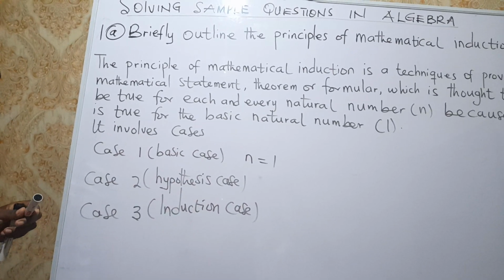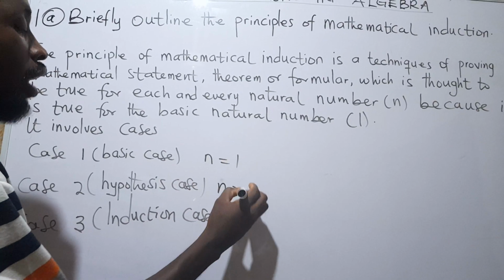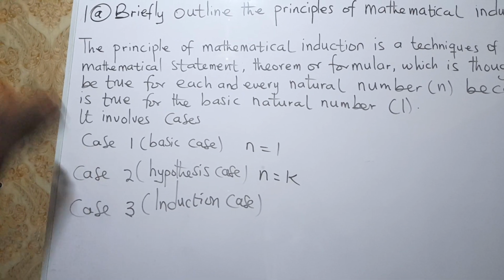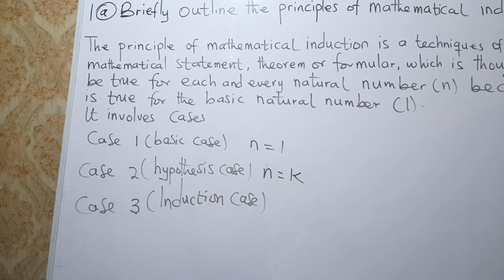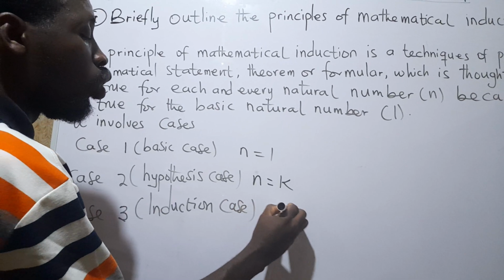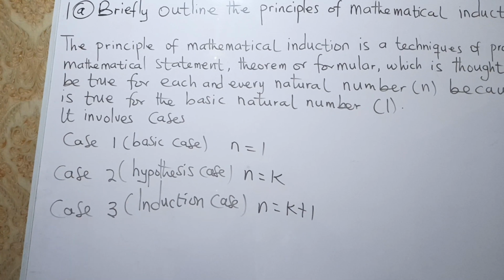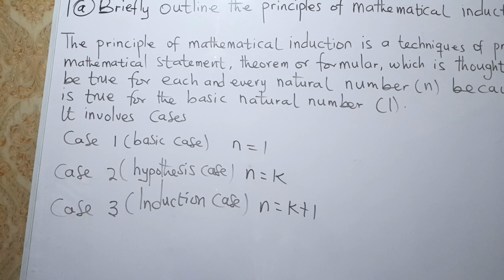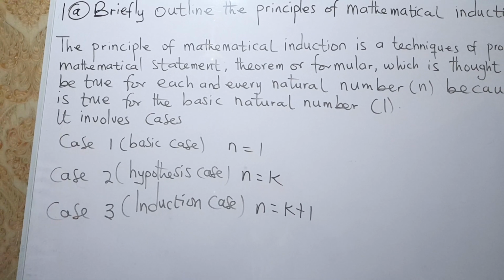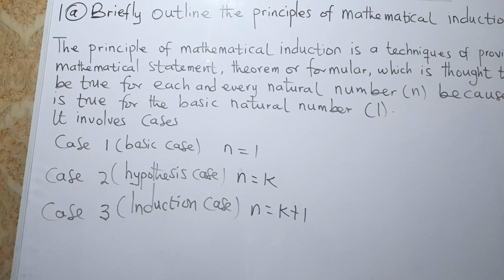So when n is 1 and is true, we can proceed to the second case, which is known as the hypothesis. Then we will say that n should be equal to any natural number, say k. Then in case 3, which is also known as the induction case, we say that n should be equal to a natural number, say k plus 1. Then from here, we prove a mathematical formula, statement, or theory. When the left-hand side is equal to the right-hand side, then we say it is true for all. So this is the first aspect of the question.